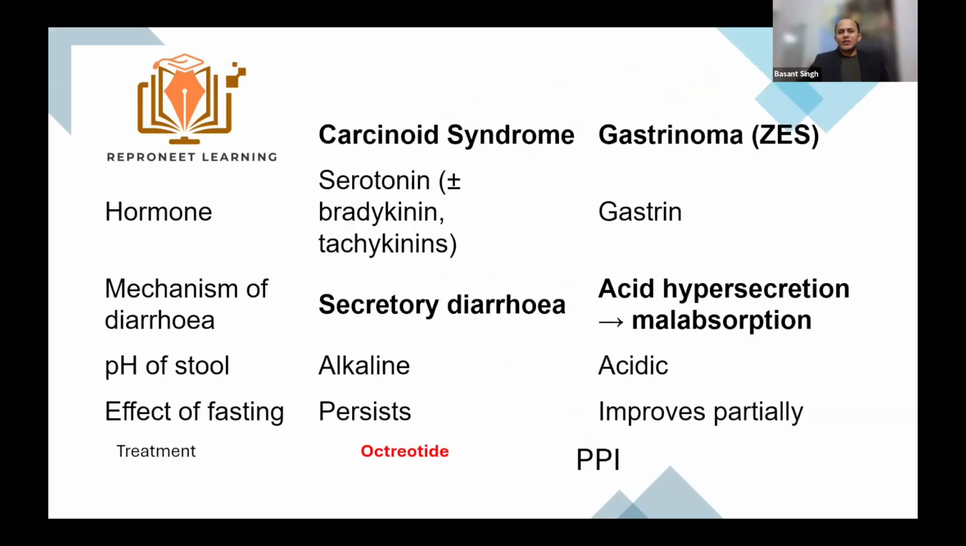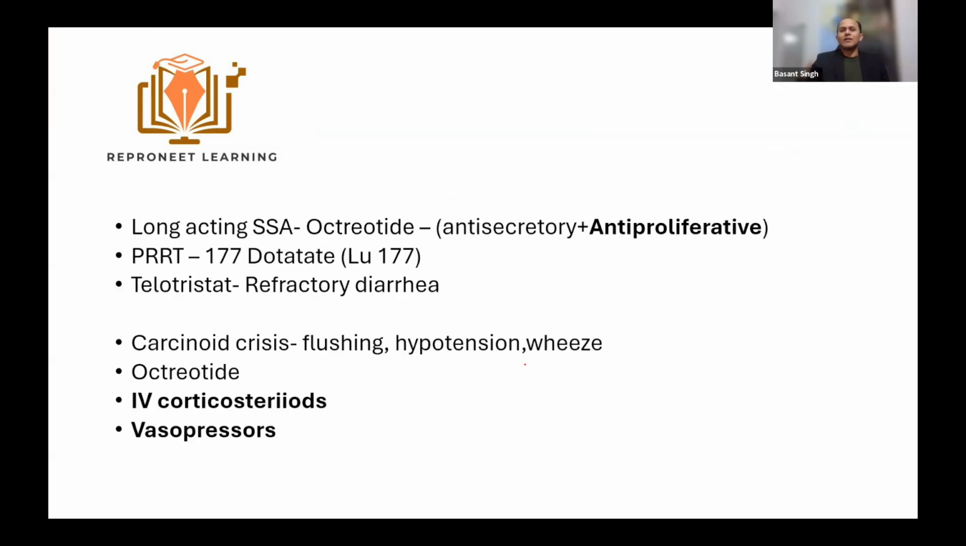So this is what I was telling you. What is secretory diarrhea, and what is acid hypersecretion or malabsorptive diarrhea? How do you treat that? This is octreotide and this is PPI. This is very, very important to understand.